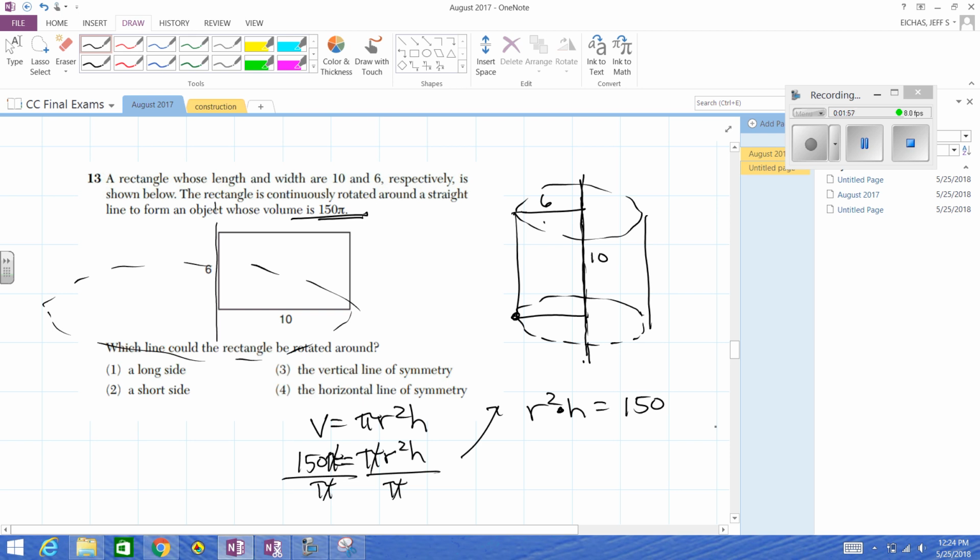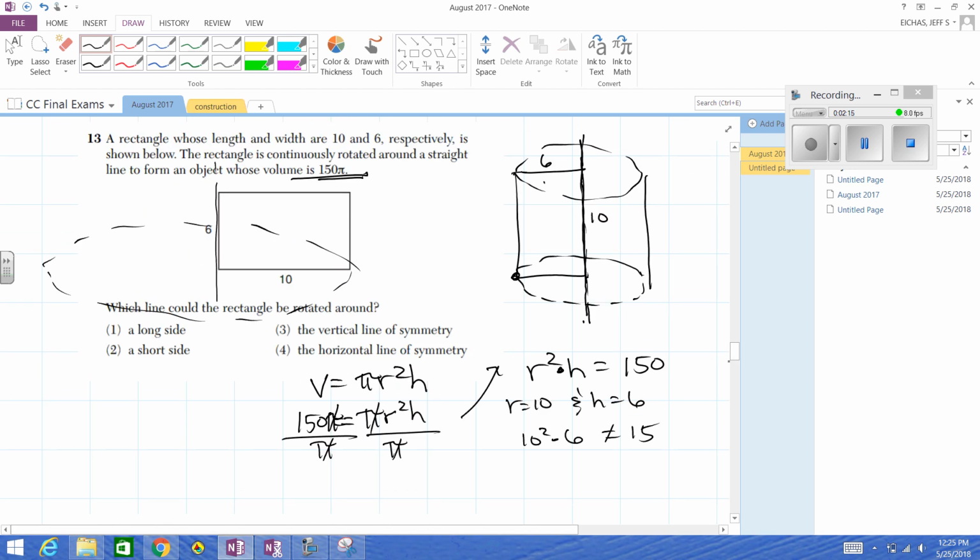Now, if we go with r being 10 and h being 6, let's say we do that. If r is 10 and h is 6, we'd have 10 squared times 6, that's not 150. So the radius is not going to be 10. We did not rotate it around this side.